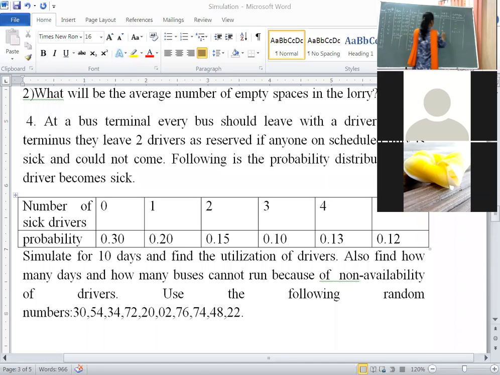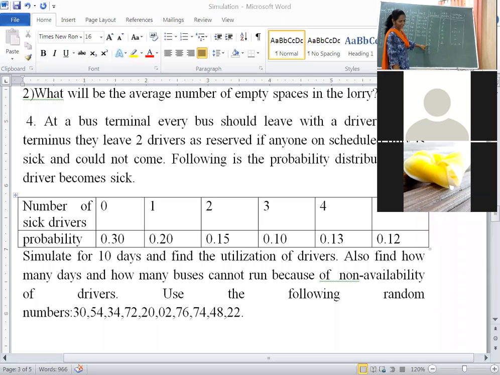Next, here 0 drivers are sick. That's why no problem. 0 we will write as it is. Next, that is the 6th day. Again 0 drivers are sick. No need of reserve drivers. Here on which day? 7th day, 4 drivers are sick, but I am having only 2 reserve. That means 4 minus 2, 2 drivers shortage.